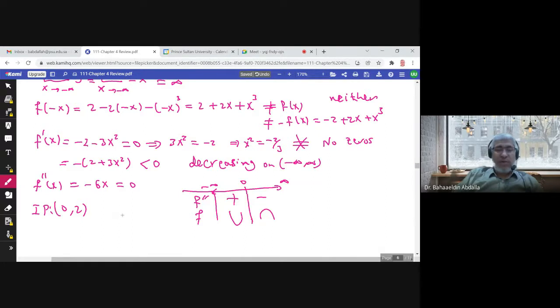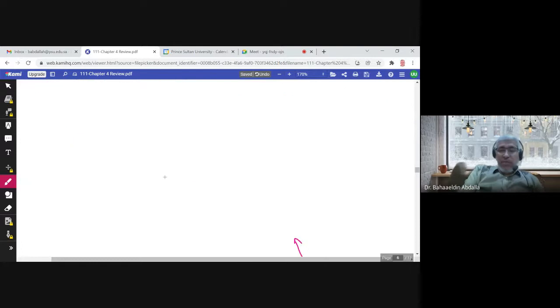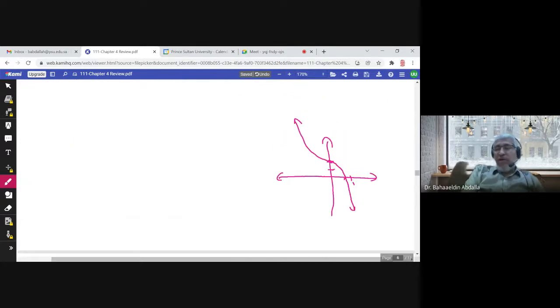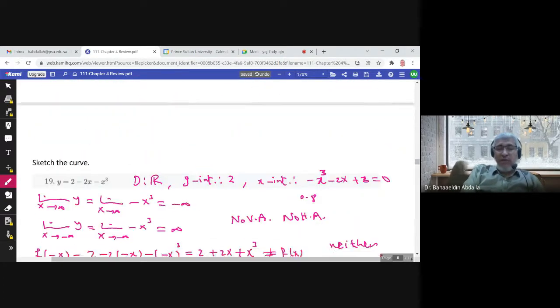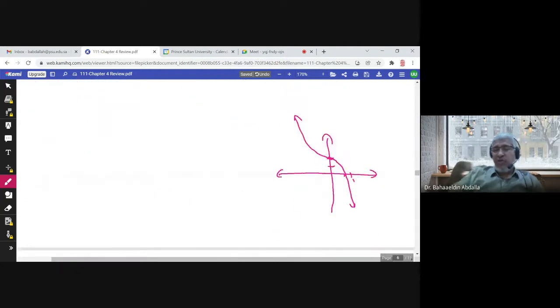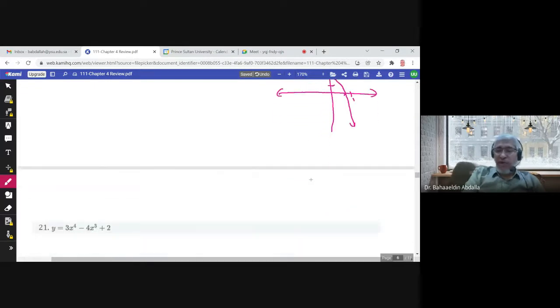So that's all. These are all the information. No extreme values because no critical numbers, no zeros, so no critical numbers. No critical numbers, no extreme values. So this seems the graph of this function. You can choose more points, like negative 1, negative 2, just to make the graph more accurate.